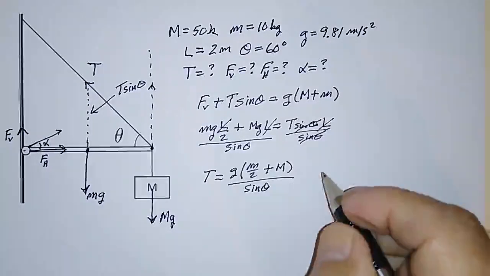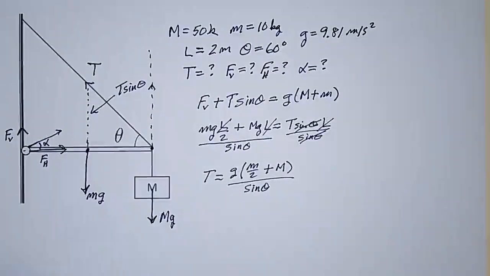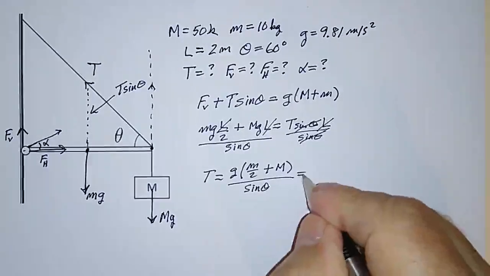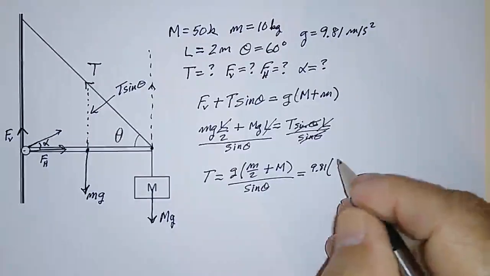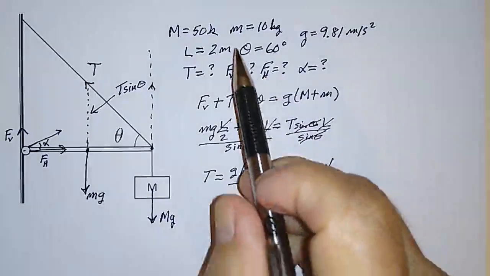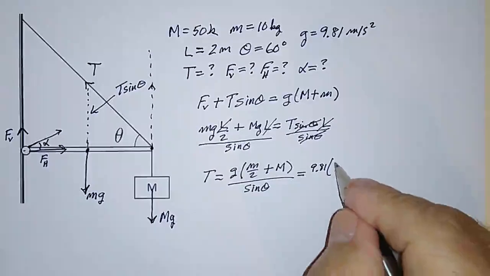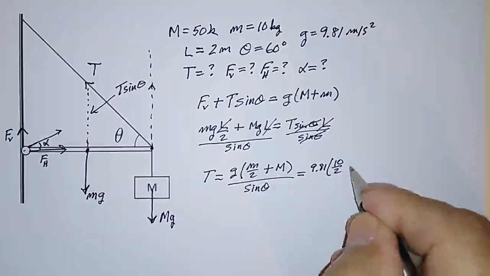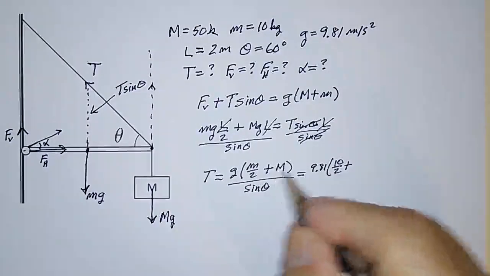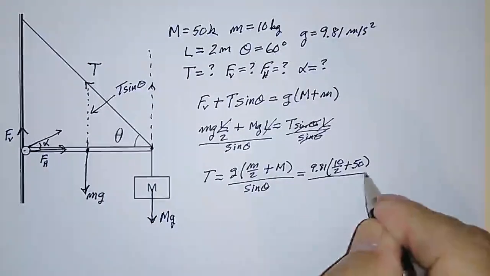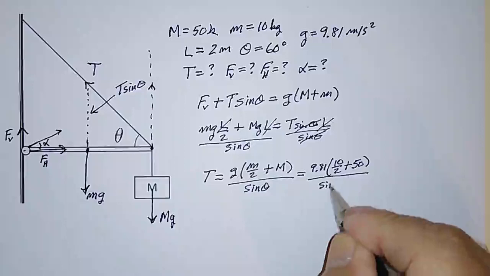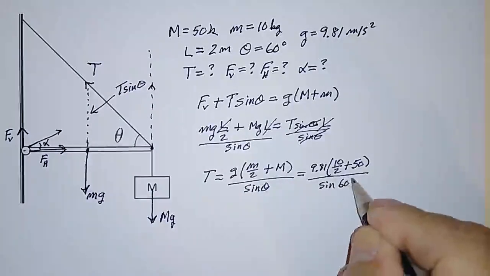So all I have to do is plug in the numbers that I'm given to find what the answer is. And I'm going to plug those in. This is 9.81. And little m was, what did I say? Little m was 10 kilograms. So that's 10 kilograms divided by 2 plus big M, which is 50. And all of that is divided by the sine of 60 degrees.